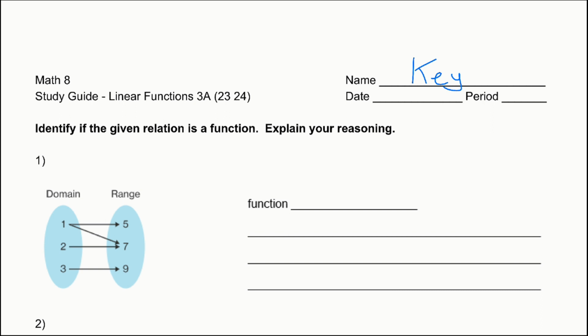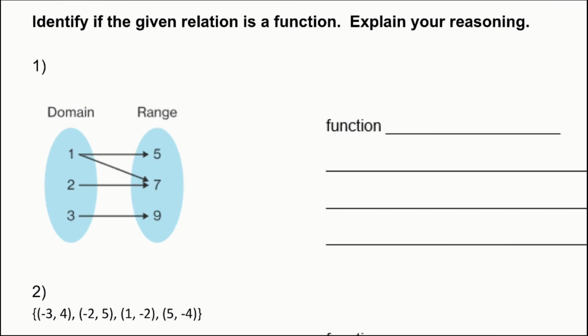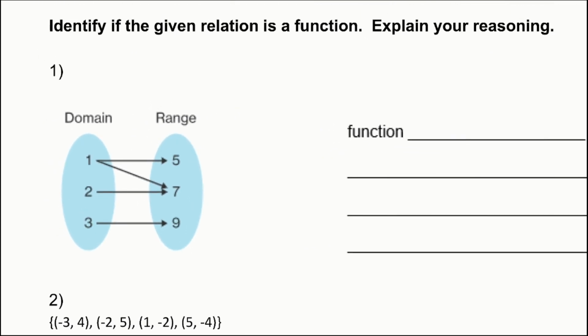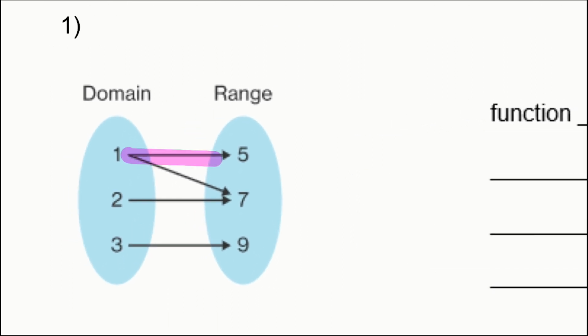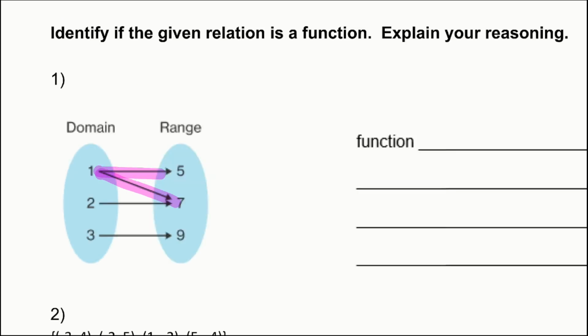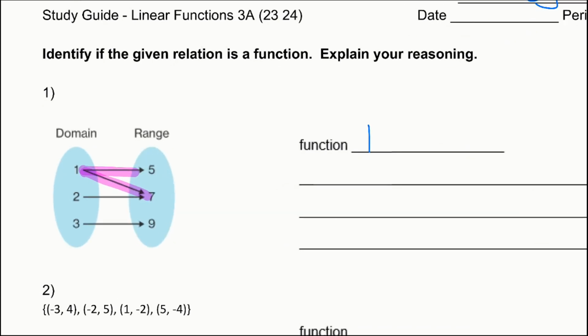So here we go. All right, number one, is this a function? Remember, the definition of a function is that each input has to have exactly one output. If you're looking at this first one here, one's output is 5 and 7. That is illegal. Cannot do that. Function, it is not. Okay, not a function.